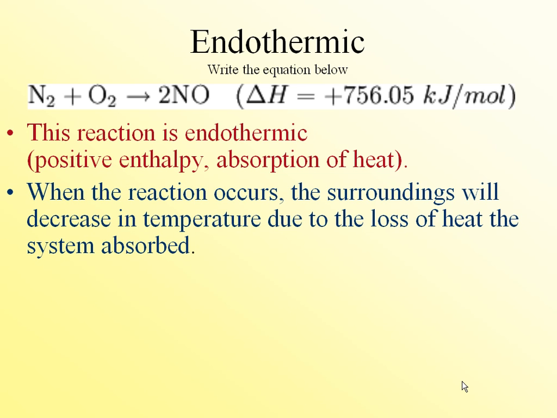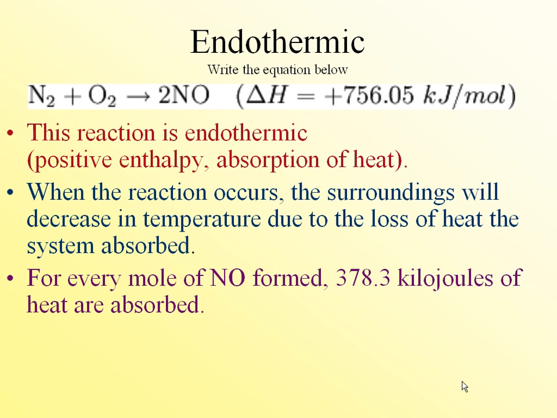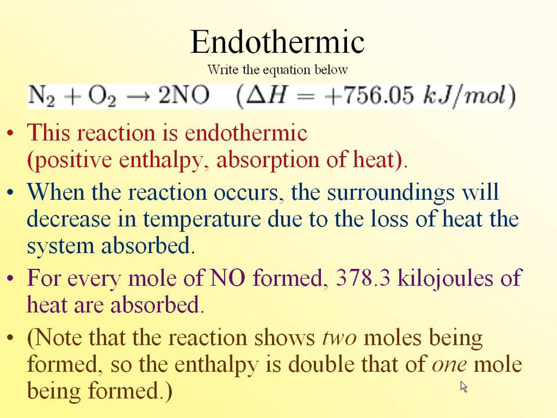When the reaction occurs, the surroundings will decrease in temperature due to the loss of heat the system absorbs. For every mole of NO formed, 378.3 kilojoules of heat are absorbed. Note that the reaction shows 2 moles being formed, so the enthalpy is double that of 1 mole being formed.